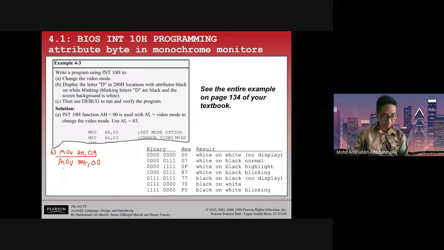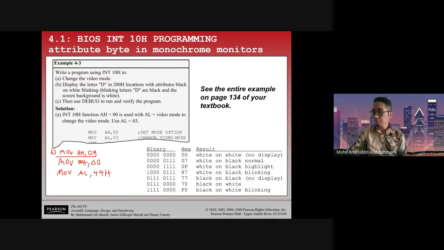Okay, you kena bagi tahu the, so the letter D. The letter D ni sebab dia dalam ASCII. So when you are communicating with the assembly language, you kena mention dia dalam ASCII. So dalam ASCII, D is 44. So you need to move AL for the 4H.